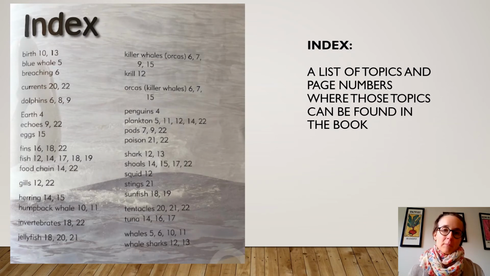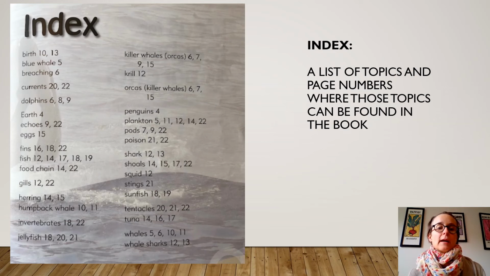My only chapter about orcas was found on pages 6 and 7. So before I put this book away and start looking for other resources, I turned to the index. Remember, an index is usually found in the back of a book, and it's a list of topics and page numbers where those topics can be found in the book. When I look at this index, I'm looking for the word orcas because that's my topic.